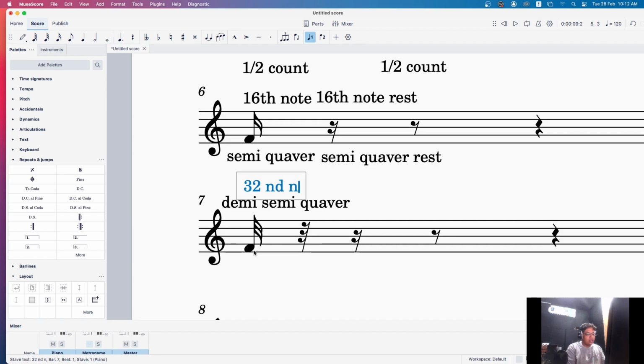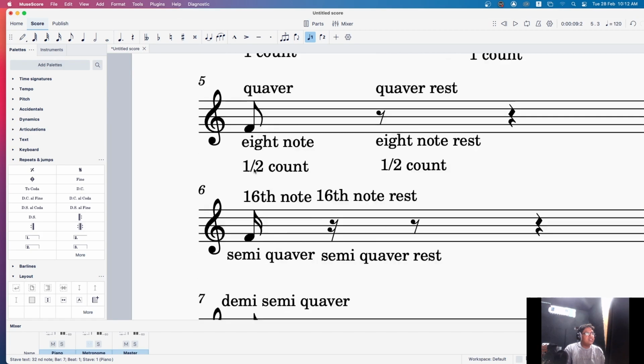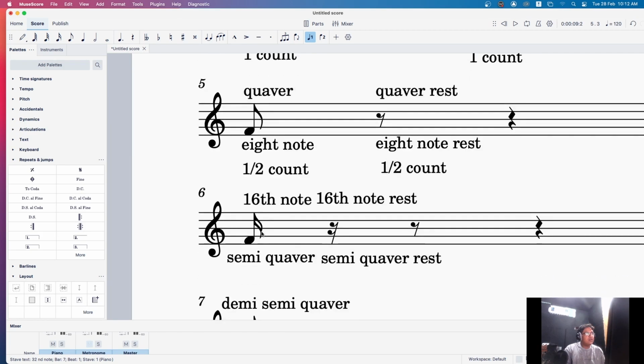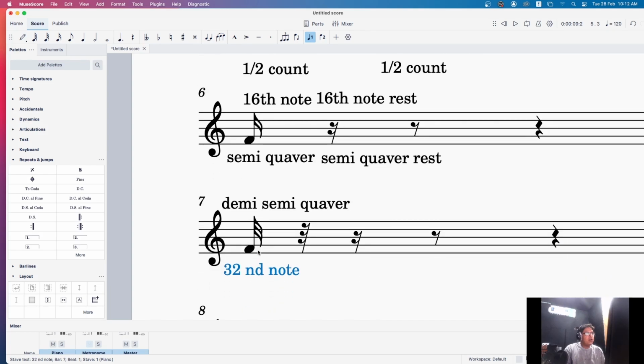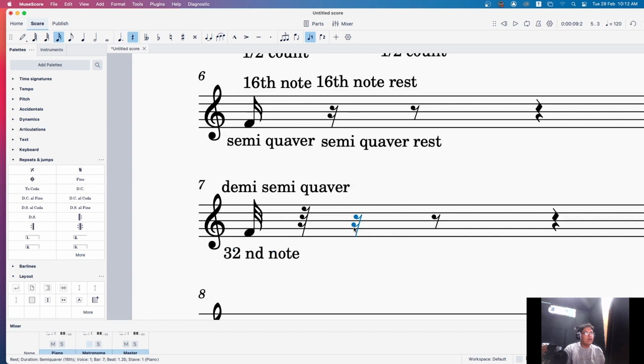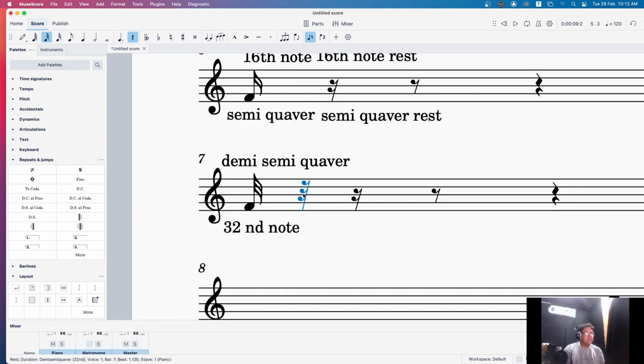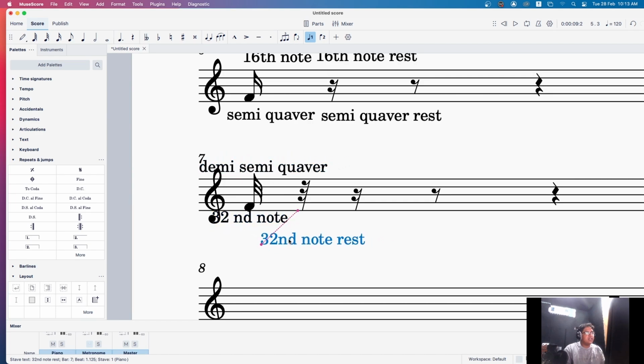The 32nd note, you get 3 tails. See, 1 tail for the 8th note, 2 tails for the 16th note, and for demi-semi-quaver, you get 3 tails. Here is the demi-semi-quaver rest. It is a little difficult to write because the notes are becoming very short. This is the 32nd note rest. This is the 32nd note, and this is the 32nd note rest.